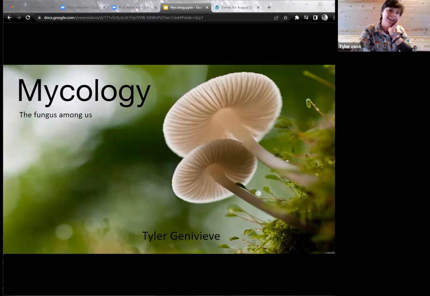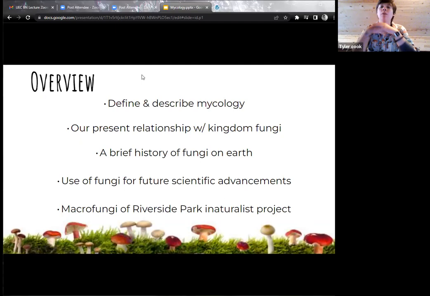Just as an overview, I'm going to define and describe what mycology is, and I'm going to talk about our knowledge of our current human relationship with kingdom fungi, as well as fungi's ecological importance. I'm also going to give a brief history of modern mycology, as well as Earth's fungal evolution. And then I'll talk about many reasons why I think mycology is just so dang cool, and where our current mycological research is going to take us for future scientific advancements.